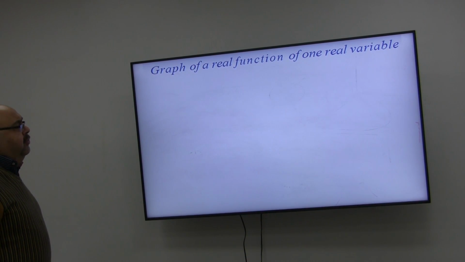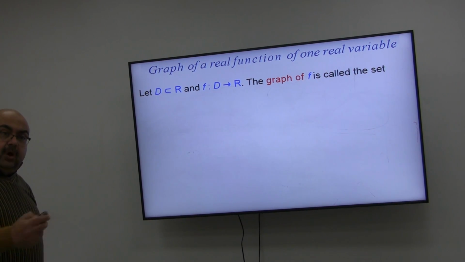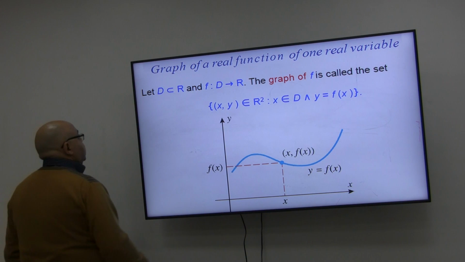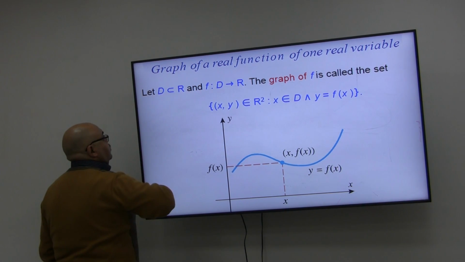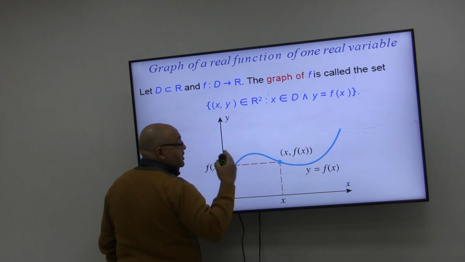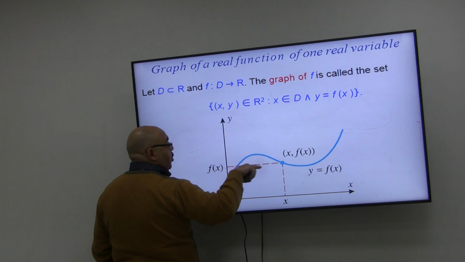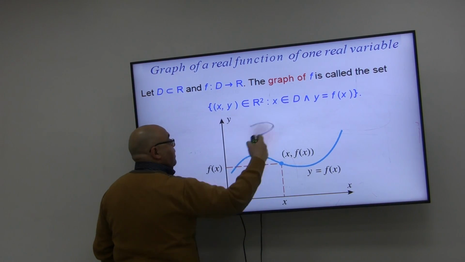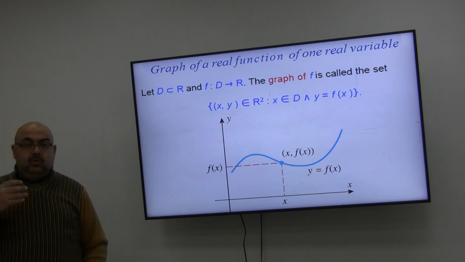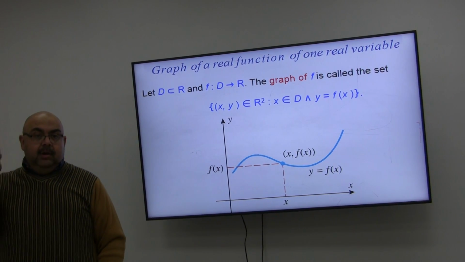Graph of a real function of one real variable. This is where you know that if I'm talking from R to R, I will be working with 2 dimensions. If the domain is a subset of R, and the range is a subset of R, then simply I'm talking about an input of one variable and an output of one variable. So I'm talking about the 2-dimension case. That's the case of y equals x squared, y equals ln x, y equals root of x, and so on.